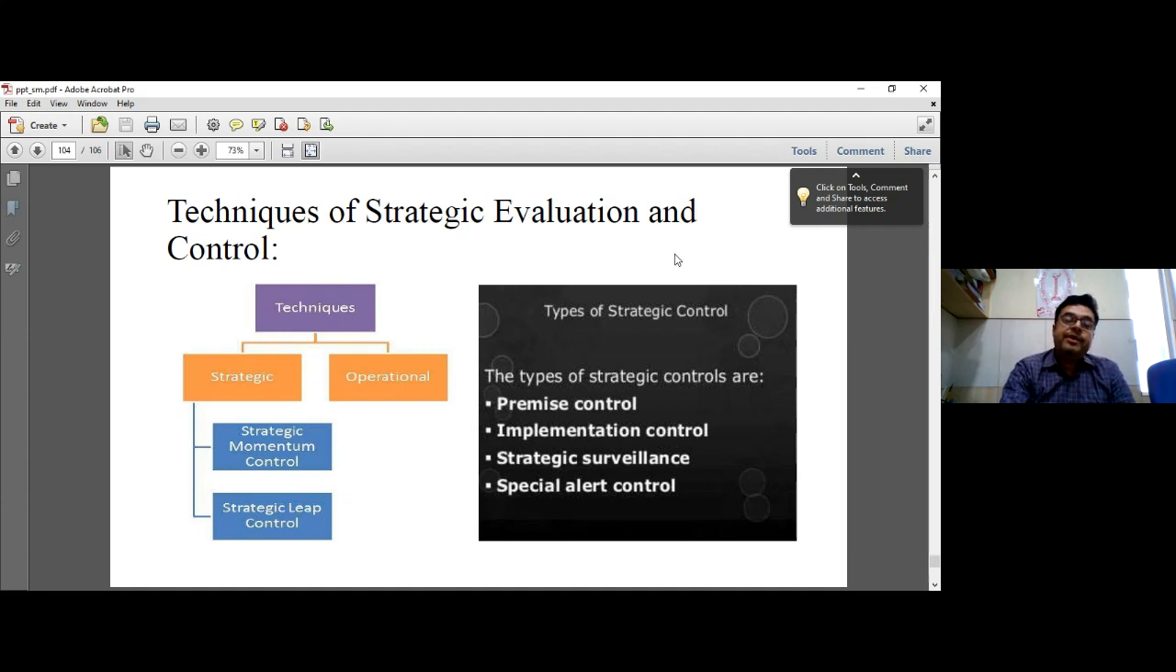Four very common techniques of strategic evaluation and control are used, which we call operational techniques and strategic techniques. The types of strategic control would include premise control, implementation control, strategic surveillance, and special alert control.